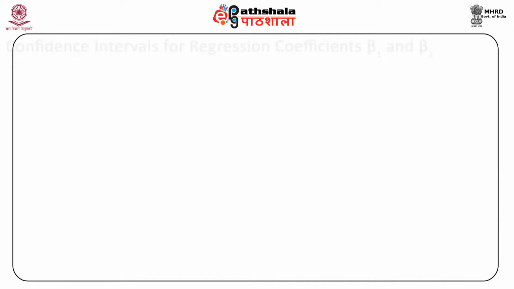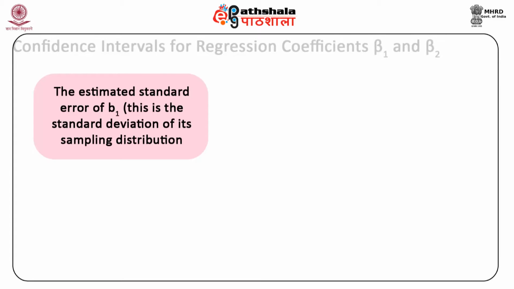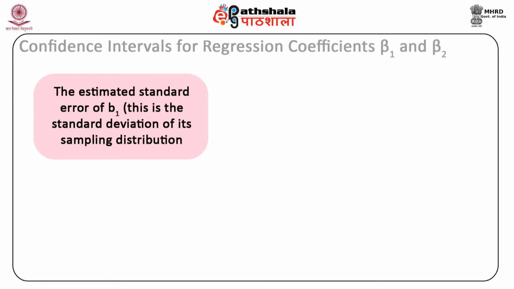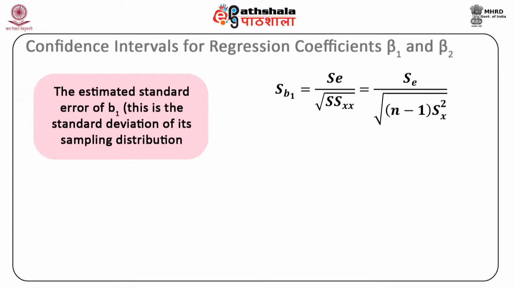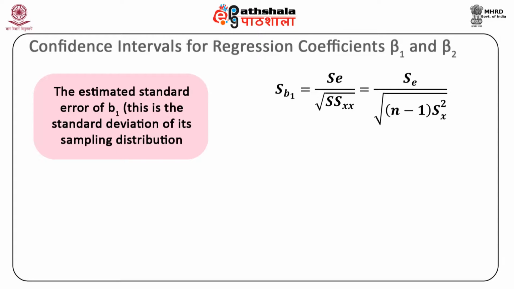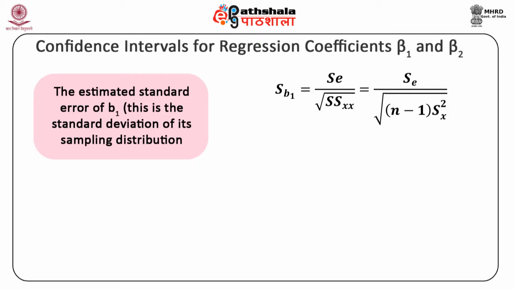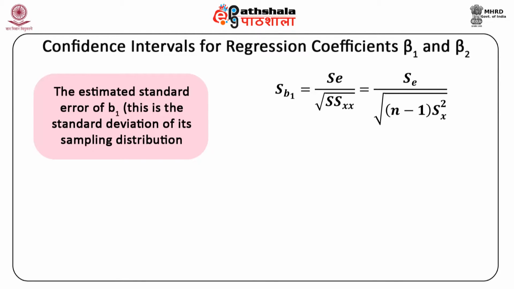We now obtain the standard error of b1, which is estimated. This is the standard deviation of its sampling distribution. We can write this as s_b1 equal to the standard error of estimate, SE, divided by the square root of SSxx, which is equal to SE upon the square root of (n minus 1) sx squared.